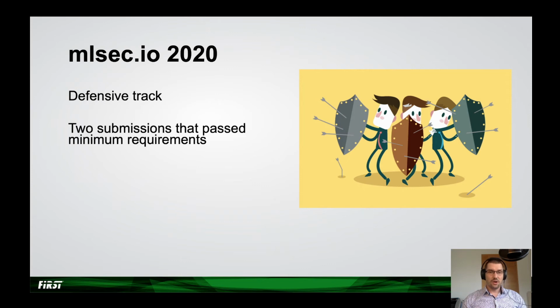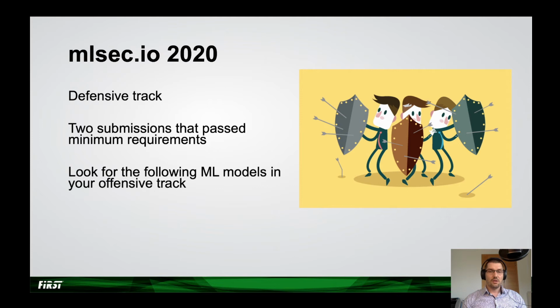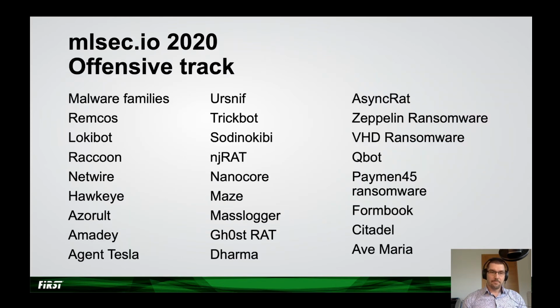In the defensive track, two submissions passed the minimum requirements. This means these submissions were able to detect malware samples with a minimum amount of false positives. These were the malware families used in last year's competition. These were basically just representative samples from that year.